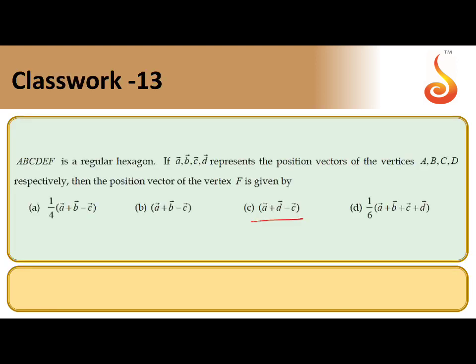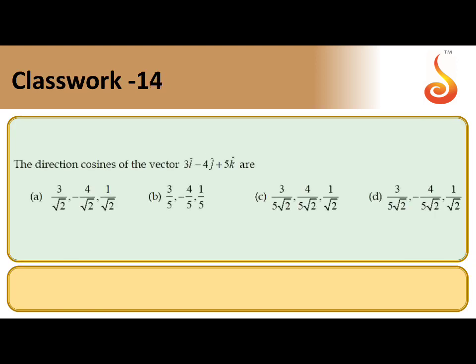A bar plus D bar minus C bar. Option C is correct. Check the answer. C is the right answer. So now this is a question.